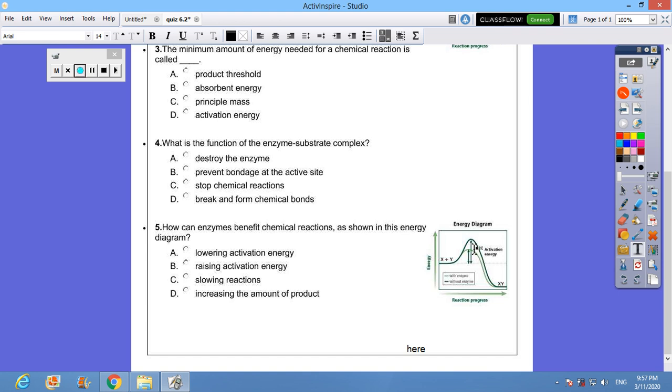This means one thing, which is with the enzyme, I have lower activation energy. So the proper answer is A, lowering activation energy.